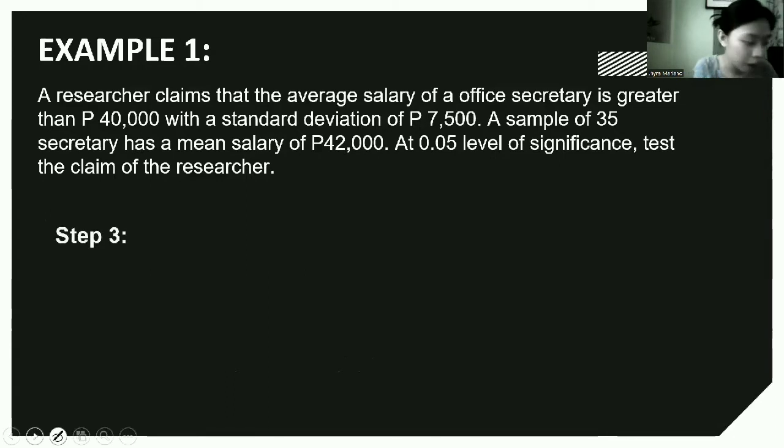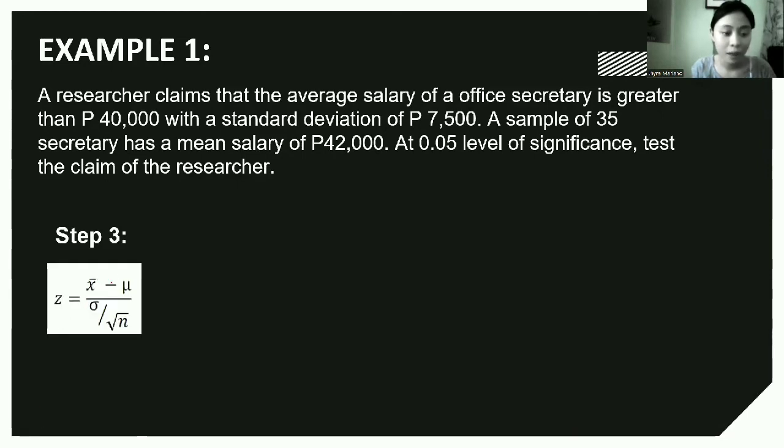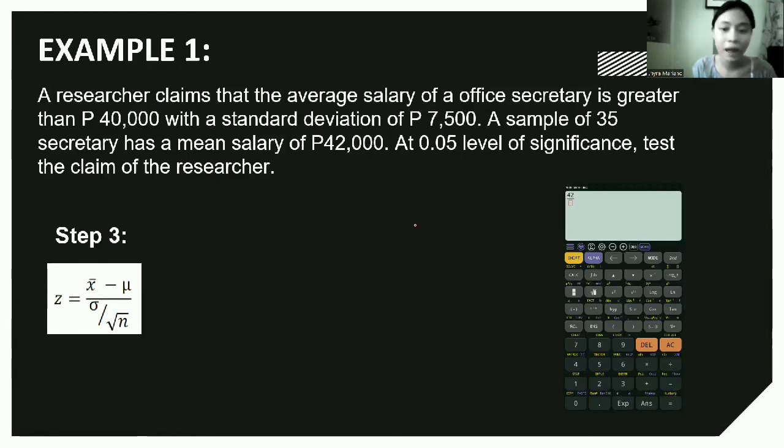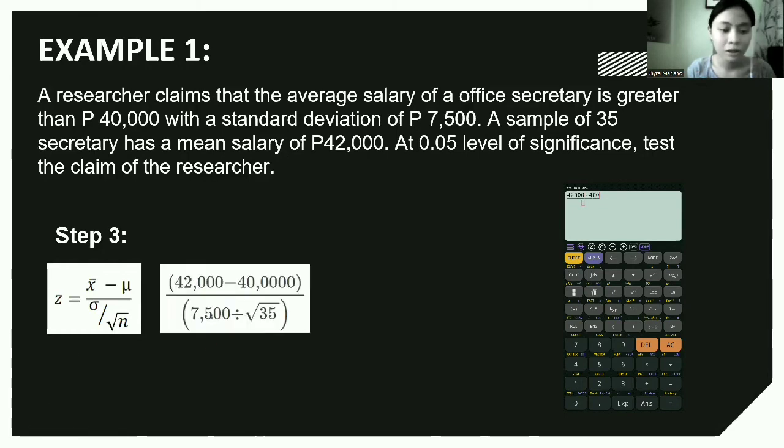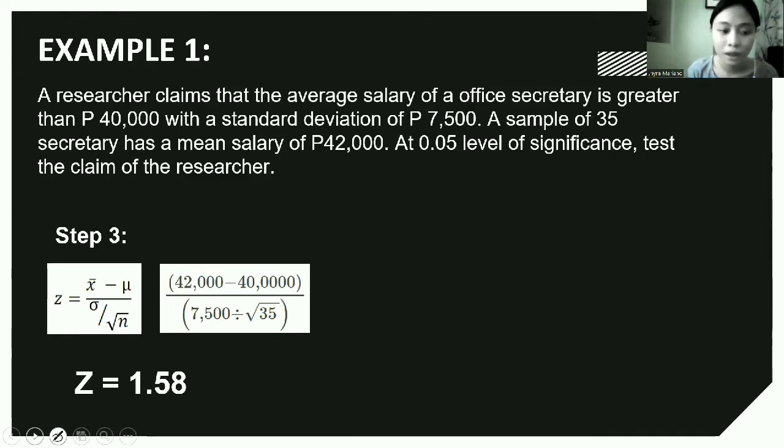So next step, we will calculate the test statistic using this formula. Z is equal to X bar minus population mean or mu over standard deviation divided by the square root of N or yung sample size. So, ayan. Try nyo siya sa calculator nyo. Nalagay ko rin sa gilid yung sample sa calculator ko. So, kapag na-solve na yan, ang kalalabasan yan is 1.58. So, the value of our Z is 1.58.